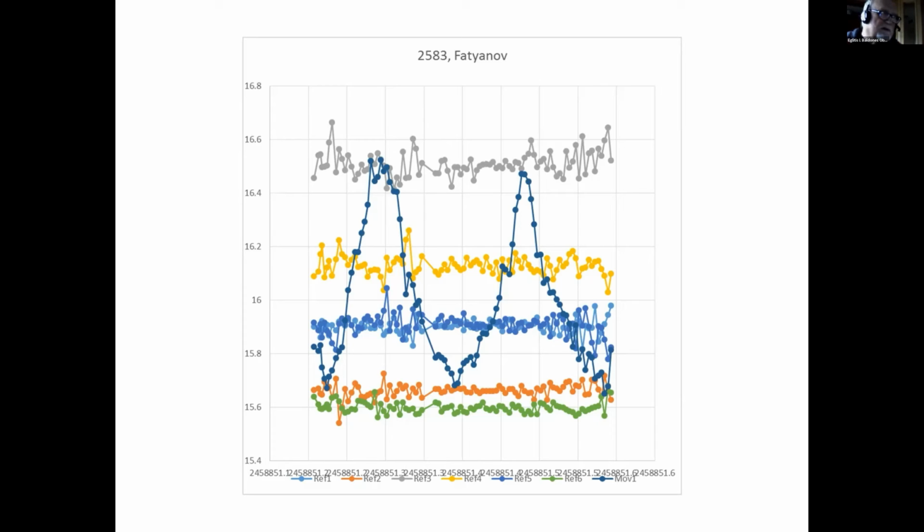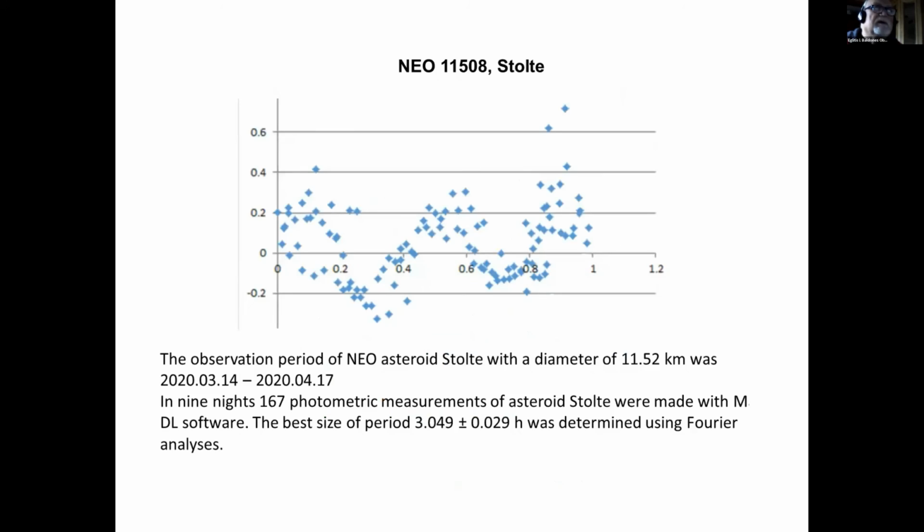If the period is very easy, then it is not a problem. But when the period is greater, then we use Fourier analysis to detect the best value of the period.